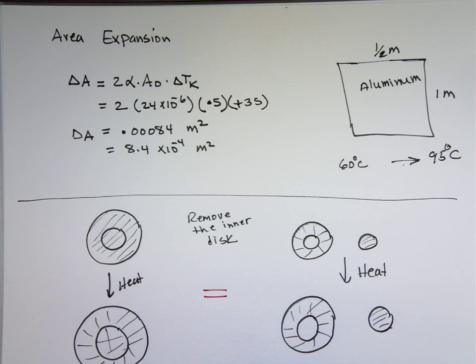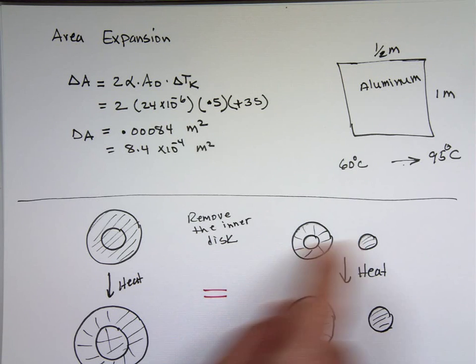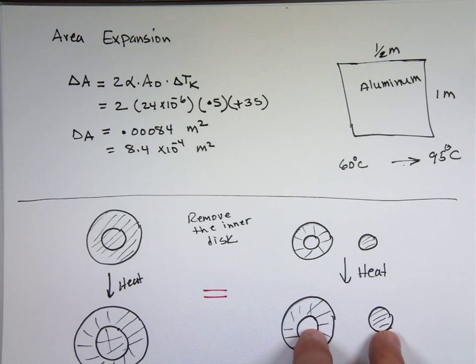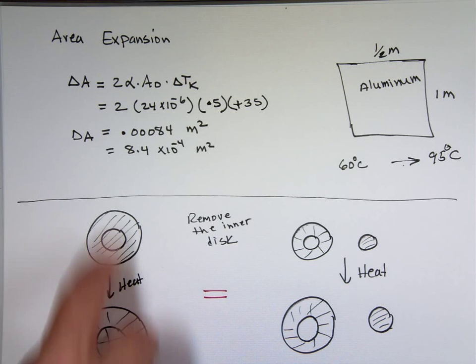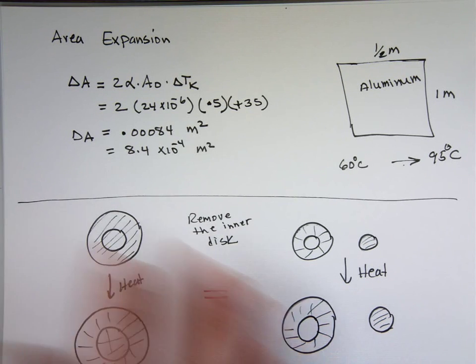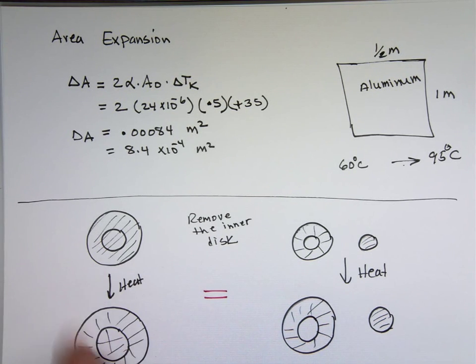So if you remove that little disc from the inside and heat them to the same temperature, or leave it and heat them to the same temperature here, the expansion will be the same. The outer one will be the same. The hole on the inside will be the same as this. That piece will be the same as this. So this topic is called heating a hole.